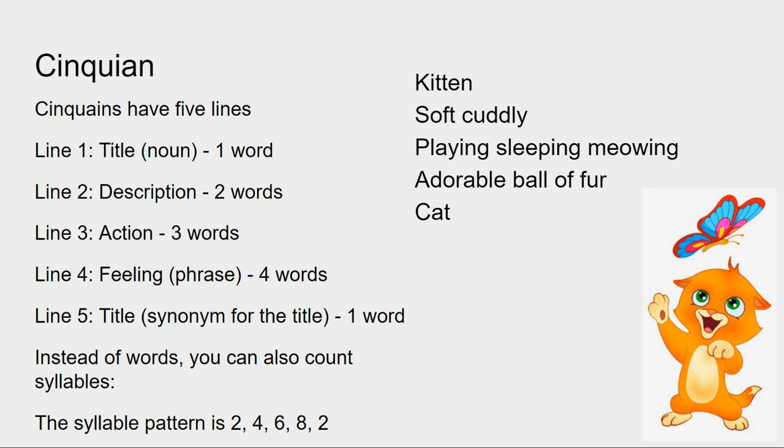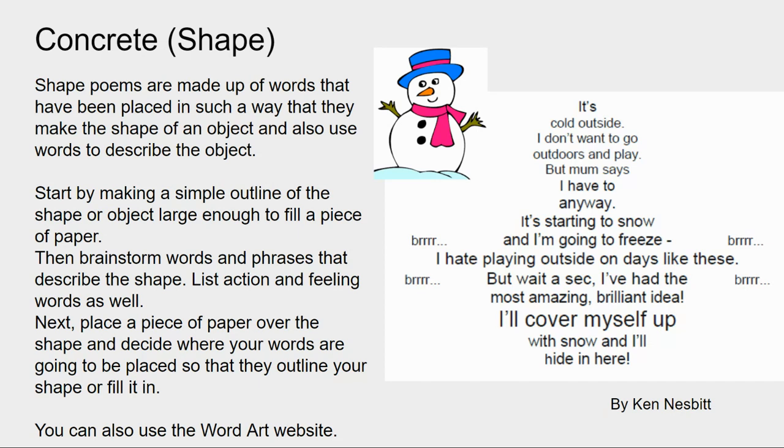So again, I picked cats again because I find that easy, but it can be about anything you want, anything that you think you can easily describe. We have another fun one here. These are called concrete. Sometimes they're called shape poems. And what they are is they're poems that are made up of words, and the words are arranged to make the shape of your object and use words to describe the object or relate to it.